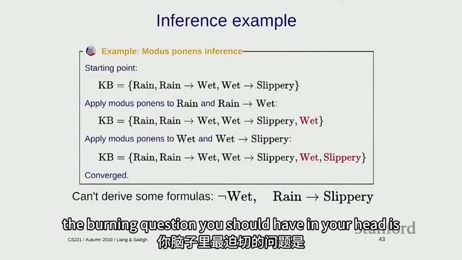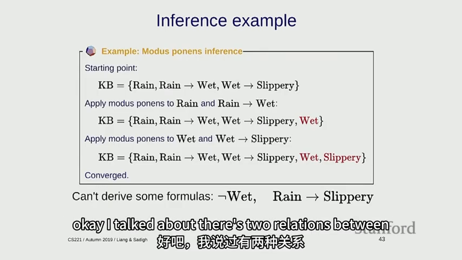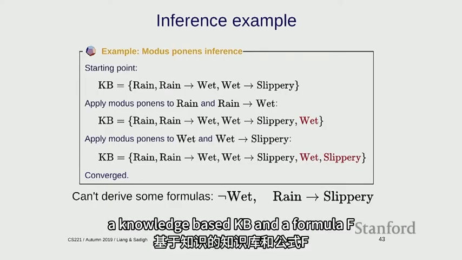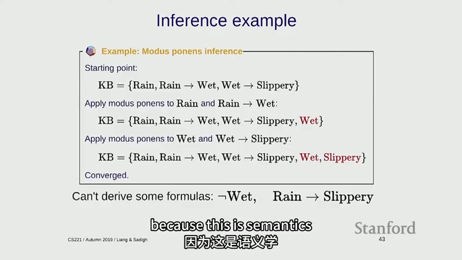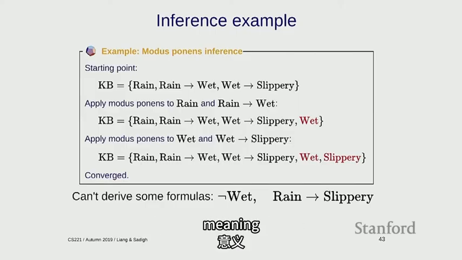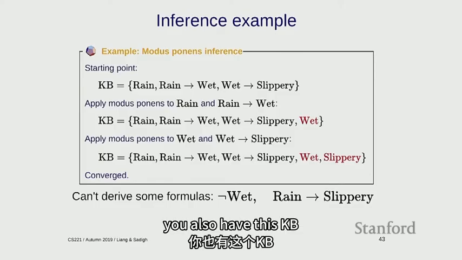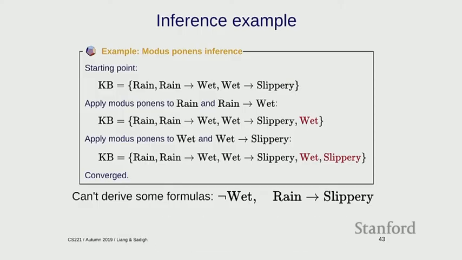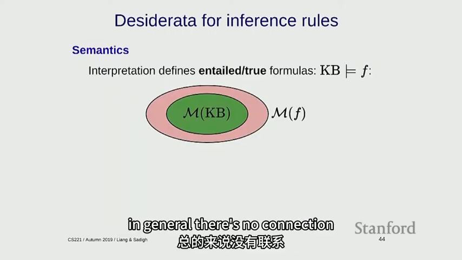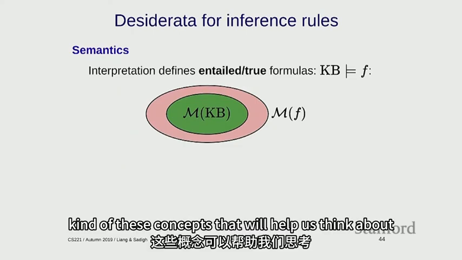So the burning question you should have in your head is, okay, I talked about there's two relations between a knowledge base KB and a formula F. There is an entailment relation, and this is really what you want, because this is semantics. You care about meaning. And you also have this KB derives F, which is a syntactic relationship. So what's the connection here? In general, there's no connection, but there's a kind of these concepts that will help us think about the connection.